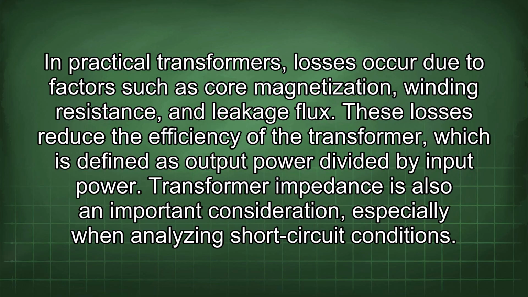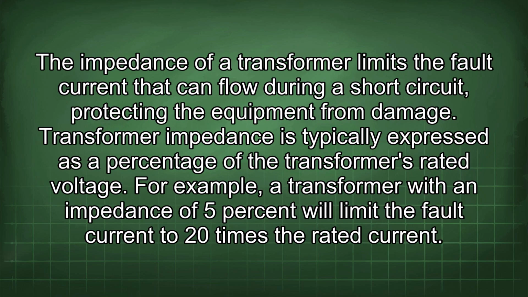Transformer impedance is also an important consideration, especially when analyzing short-circuit conditions. The impedance of a transformer limits the fault current that can flow during a short circuit, protecting the equipment from damage. Transformer impedance is typically expressed as a percentage of the transformer's rated voltage. For example, a transformer with an impedance of 5% will limit the fault current to 20 times the rated current.